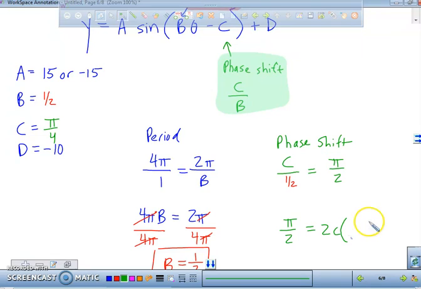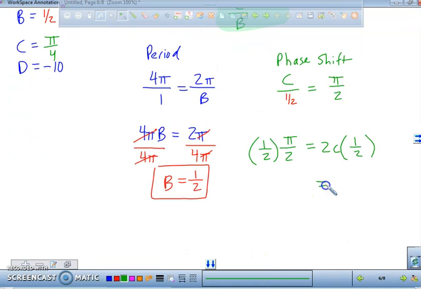And this is where I kind of rushed through. I multiplied both sides by a half. And when you multiply fractions, you do top times top, which means the numerator times the numerator, and the denominator times the denominator. So our C value became pi over 4. So that right there is our C value.